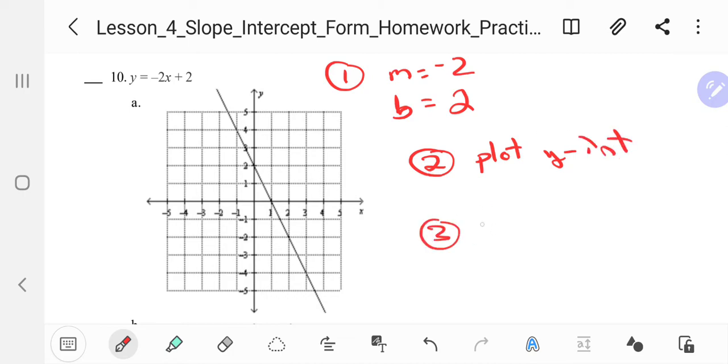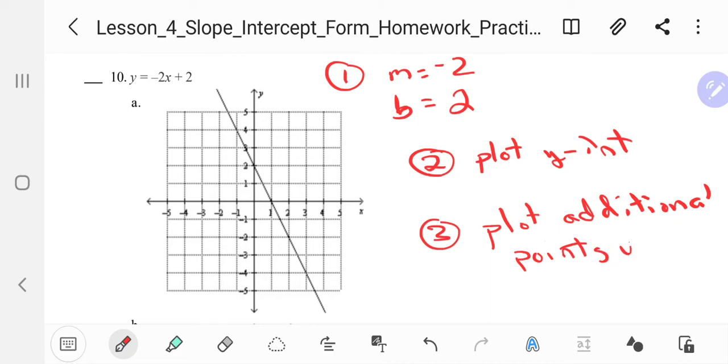Step 3 would be to plot additional points using the slope. Okay, you might want to write those 3 steps down a couple times so you have them. We have our y-intercept there. So yes, this one fits the y-intercept, and now we have to plot additional points using the slope.